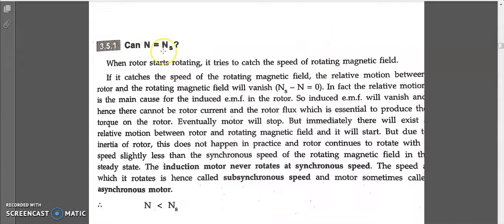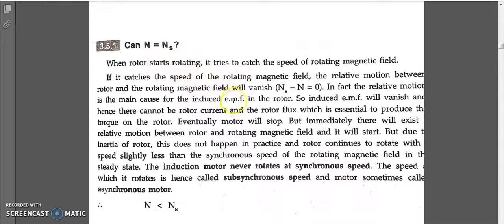Yes, if n is equal to ns, then there will be no relative motion. See, relative motion is the reason why your rotor is rotating. We know that EMF is induced only when there is a change in the magnetic field. If n is equal to ns, then there will be no change in the magnetic field. Eventually your motor will stop running. So that is the reason n is never equal to ns.